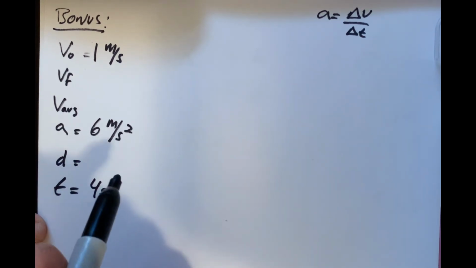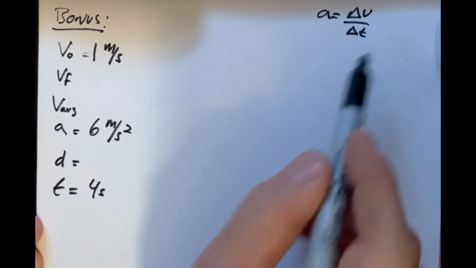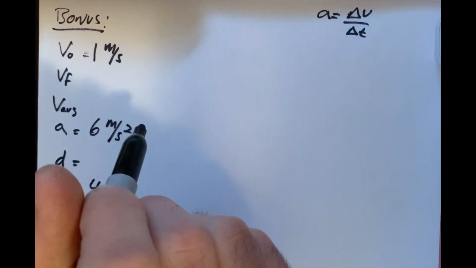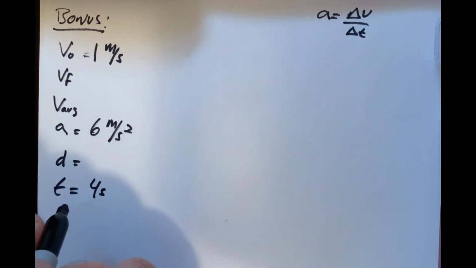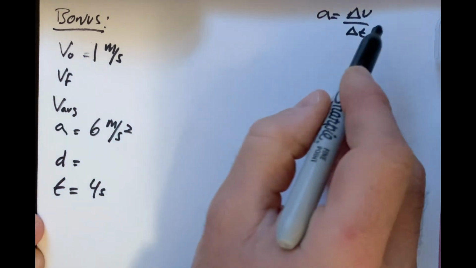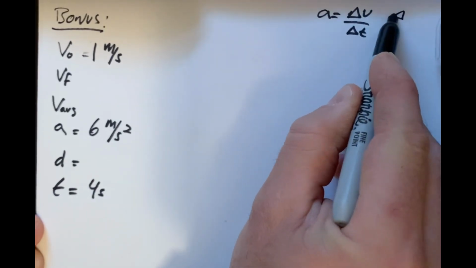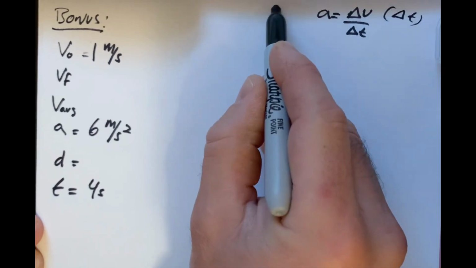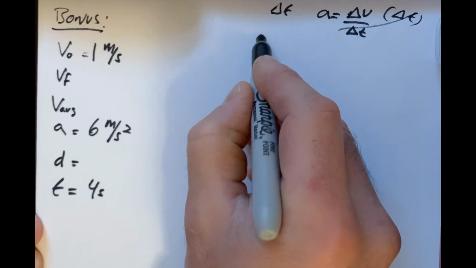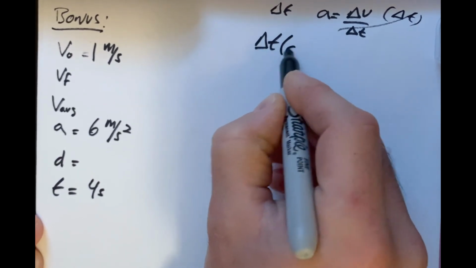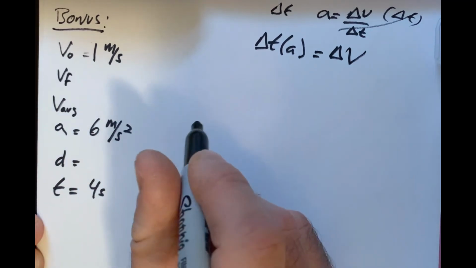And it says that we should start with this formula here. Acceleration is equal to change in velocity over change in time. So it looks like I've got acceleration and I have time, and I could certainly use the change in velocity. So I'm going to isolate that by multiplying both sides by change in time. Let's do that. And those cancel. So I'm going to get the change in time times a is equal to the change in velocity.